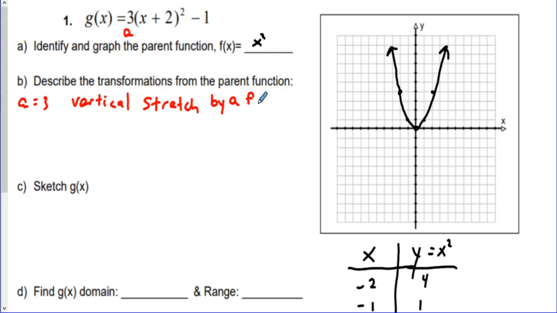The reason we say a factor of 3 instead of just vertical stretch by 3 is because we're going to multiply all of our distances by 3. That's what the word factor means, to multiply. So that's one transformation. We don't have a b value. b would typically be multiplying inside, and we don't have anything. So we're going to move on to c.